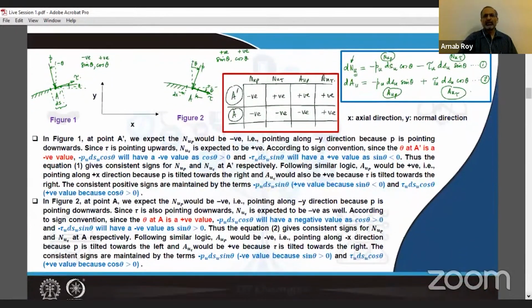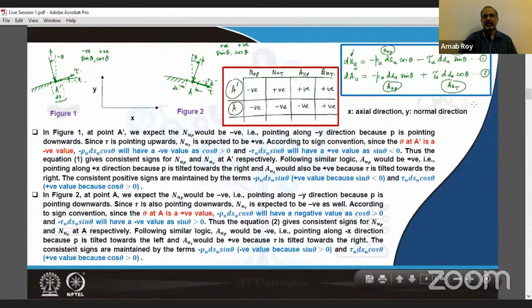Now, we are doing a little bit of detailing over here just to make sure that we get the points clearly. So we are referring to this figure as 1, this as 2, referring to the points A dash and A respectively. We had prepared a table where we looked at the signs of these different terms, NUP, NU tau, AUP, AU tau, etc. And we are trying to argue here in more detail how we can show that these signs are consistent, both from the equation perspective as well as from a more physical argument perspective.